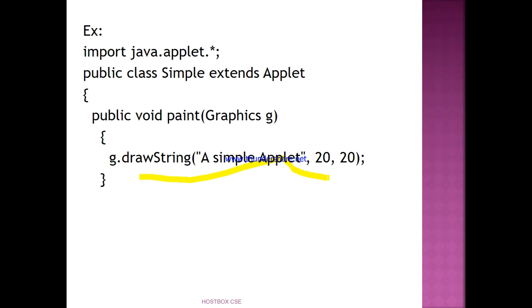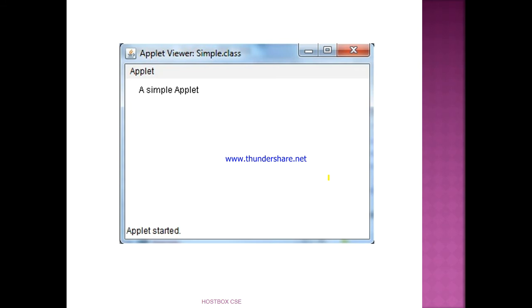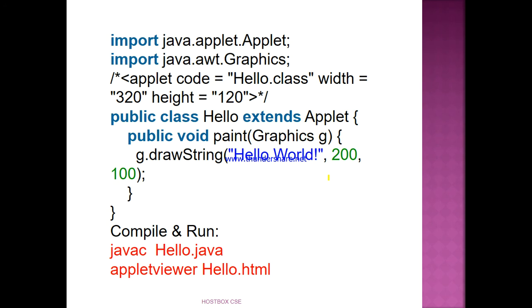So g.drawString is used to write a message in the applet. I want to display the message in the applet window, that is a simple applet. When you execute the program, what will happen? It will display a window like this. See, a simple applet. And it will by default print applet started like that. We will see how to run the program also.